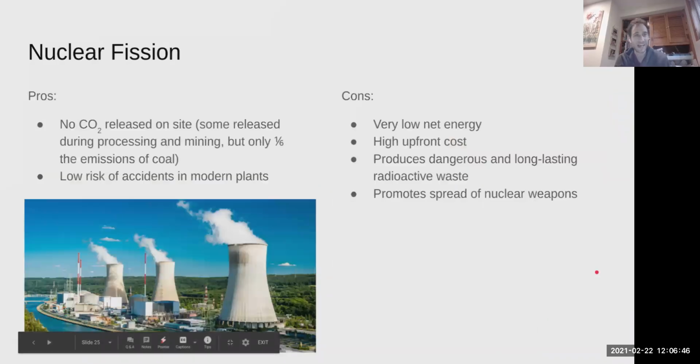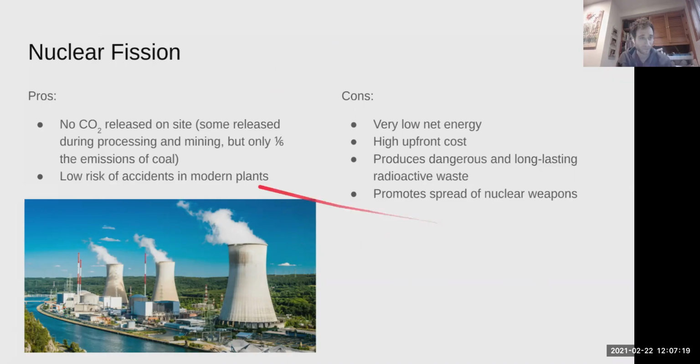So let's see our pros and cons. The biggest pro is there is no carbon dioxide released on site. That's a really cool thing about it. These are not fossil fuels. See these big tanks right here? Looks like smoke coming out. That is steam from the water being boiled. These are cooling tanks, so that's steam coming out of there. There are some CO2 emissions attributable to the mining process and stuff like that, but it's about a sixth of the emissions of coal. So the greenhouse gas gains are legit.